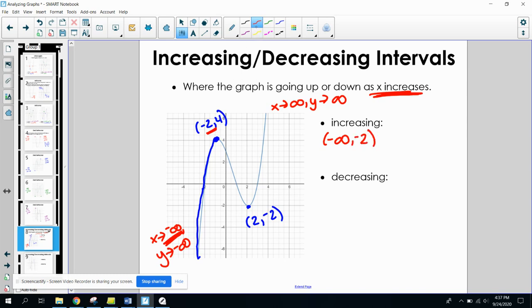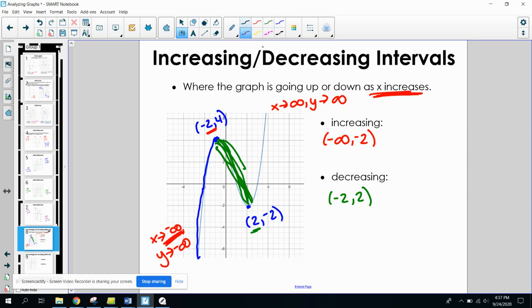Okay, at -2, my graph, I can't really trace it very well, but my graph is decreasing. We'll pretend that that looks good. That green piece, that is going down, right? It's decreasing. My curve is being drawn down. And the x values that is between is -2 to 2. Right? So from x equals -2 to x equals 2, that piece of the graph is going down. So that's decreasing. So from -2 to 2.